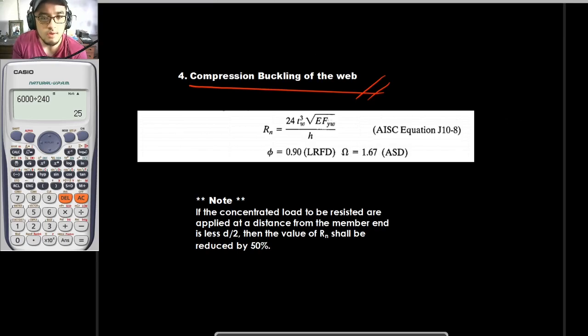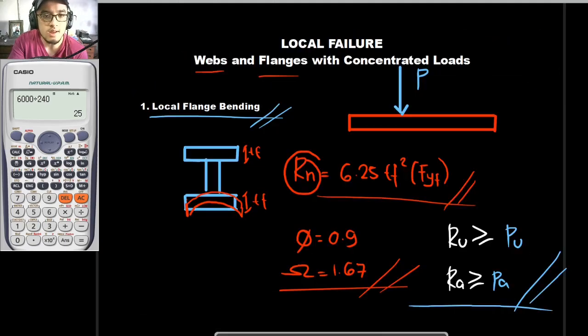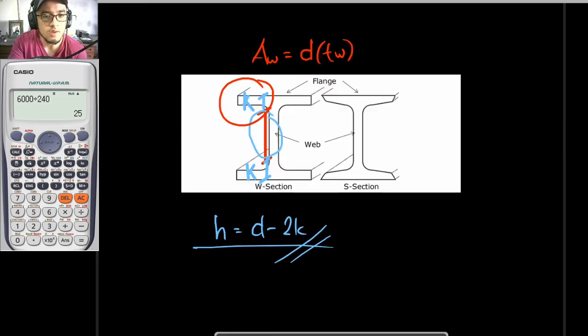Okay, so, ito na yung formula mo. Wala naman na akong kailangang i-explain. Ito na, emphasize ko na lang. Itong H na to is this one right here once again. So, itong part lang na ito. Okay, ayan. So, ito yung H natin. Yung depth minus 2K.